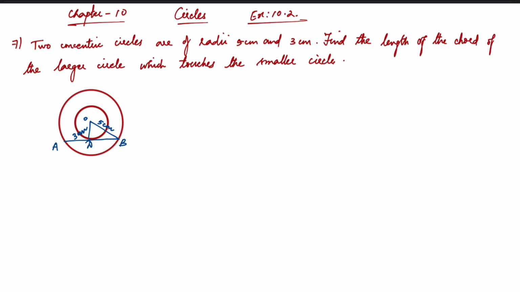Today let us see the 7th question of exercise 10.2. Two concentric circles are of radii 5 cm and 3 cm. Find the length of the chord of the larger circle which touches the smaller circle.